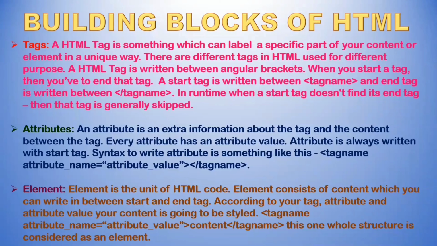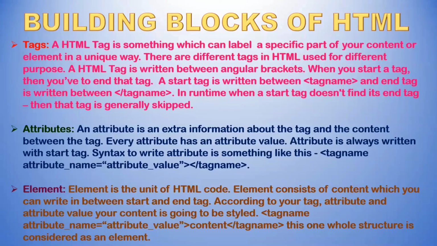Now there is another basic building block, that is attributes. Now what is an attribute? An attribute is an extra information about the tag and the content between the tag. So attribute is nothing but an extra information that you provided within the tag to format or style your content. So every attribute has an attribute value. Attribute is always written with start tag. Syntax to write attribute is something like this.